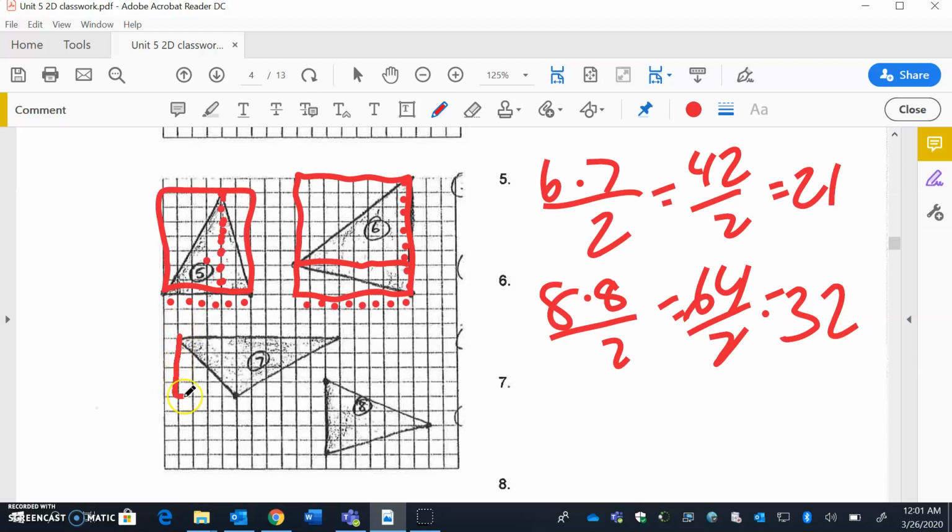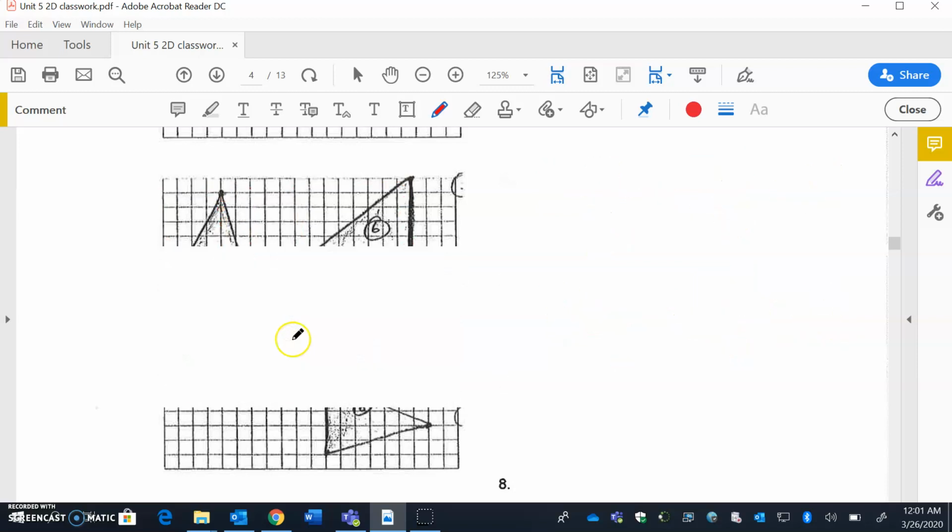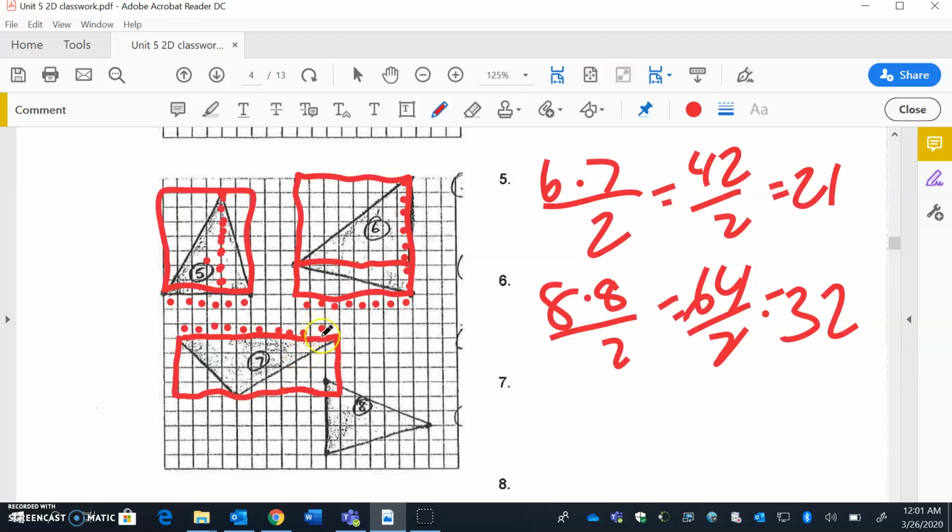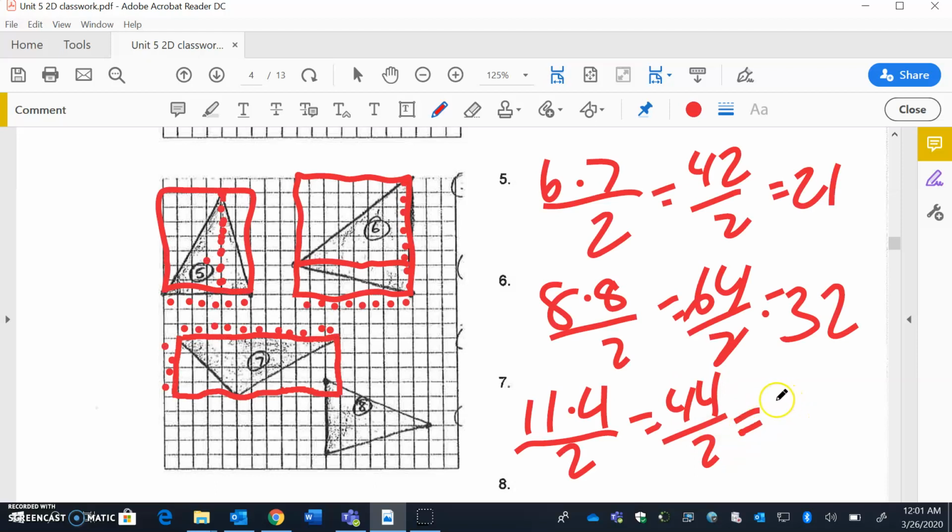Question number 7. Again, I'm going to make my rectangle. I'm going to go into my other triangle that's there. How wide are we? Oh my goodness. 1, 2, 3, 4, 5, 6, 7, 8, 9, 10, 11. We are 11 wide. And how tall are we? 1, 2, 3, 4. So 11 times 4 is 44. Divide that by 2, and we do end up getting 22 units squared.